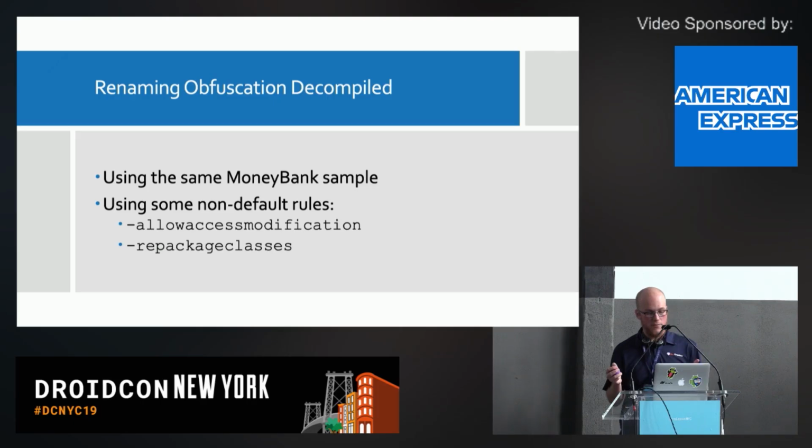I've used some non-default rules here, specifically repackage classes, which will allow R8 to move as many classes as possible into the default package, and that will make the structure of the app a bit harder to understand. I've also added allow access modification, which will essentially enhance that effect. If you're able to move classes out of a package by making members or classes public, then R8 is able to do more in terms of this repackaging.